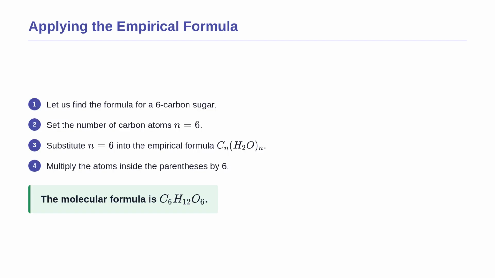Now that we have our formula, let us see this with a concrete example. Suppose we want to find the exact chemical formula for a simple sugar that has exactly 6 carbon atoms, such as glucose. We are given that the variable n equals 6. We substitute the number 6 into our empirical formula. By multiplying the 2 hydrogen atoms and 1 oxygen atom inside the parentheses by 6, we find the exact atomic inventory. The final answer is C6H12O6. This represents the exact physical composition of a single glucose molecule.